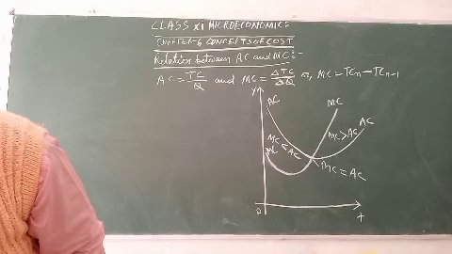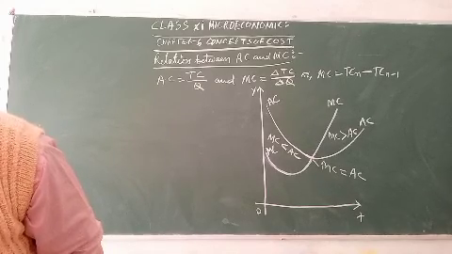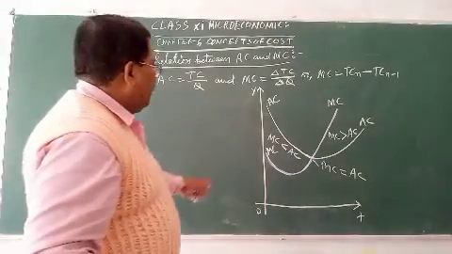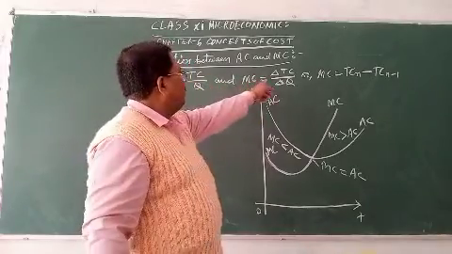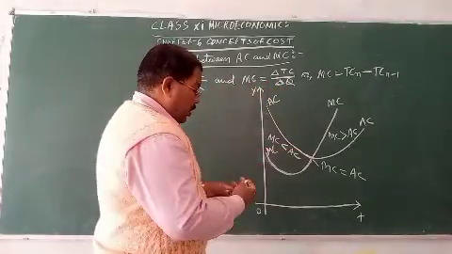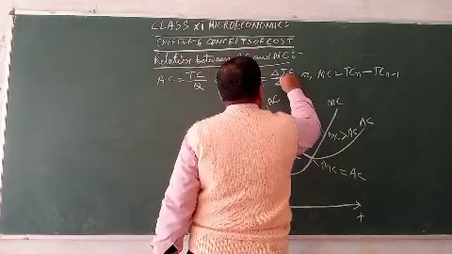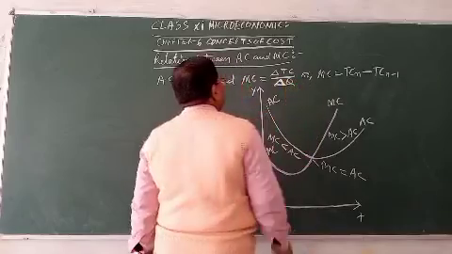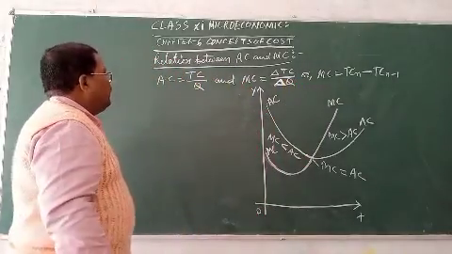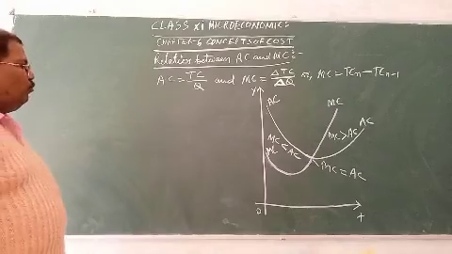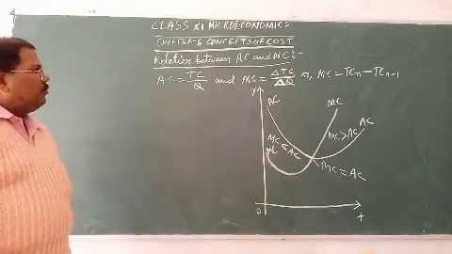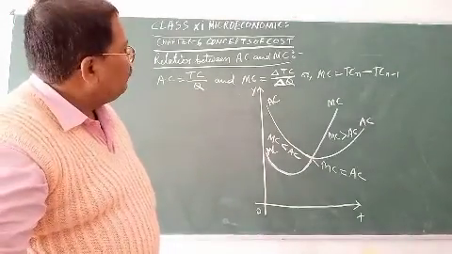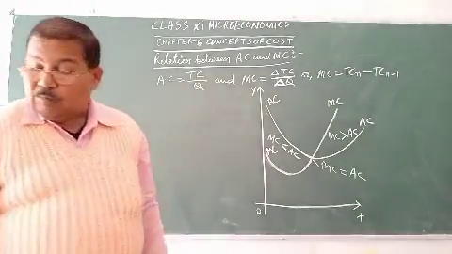And the sixth relationship, both AC and MC are derived from TC. Both the MC and AC are derived from the TC according to this formula. This is the main relationship between the TC and AC and MC. In this way, we have considered the relationship between AC and MC.